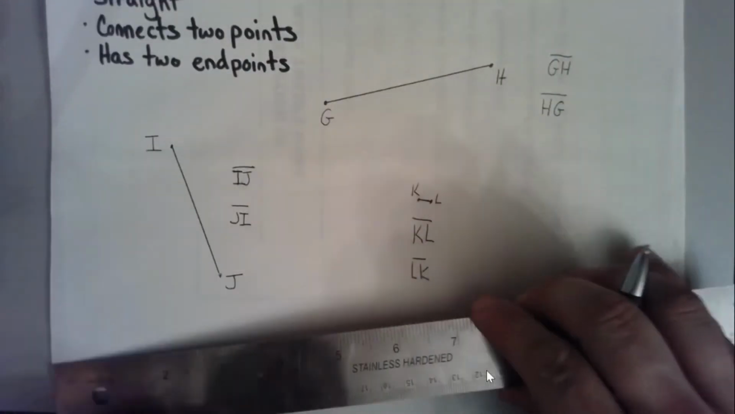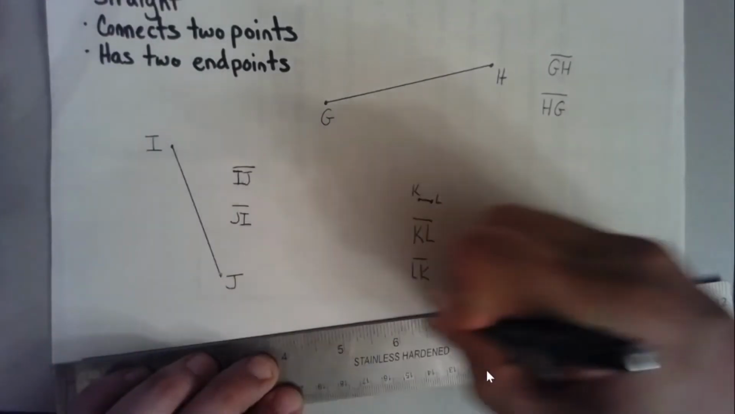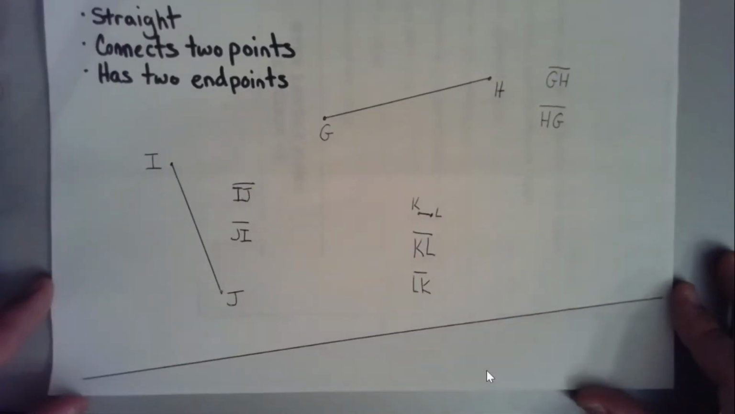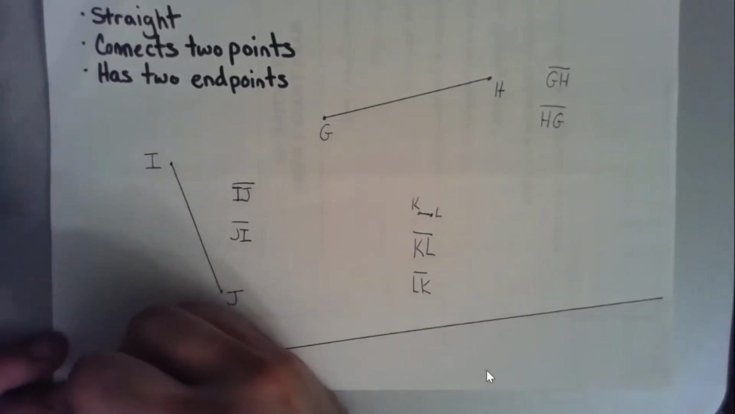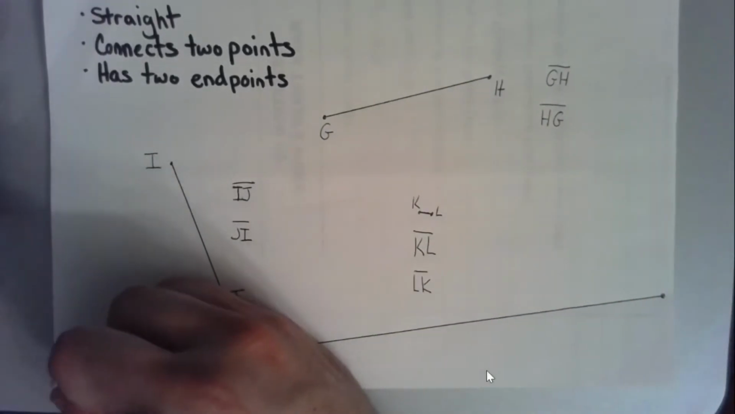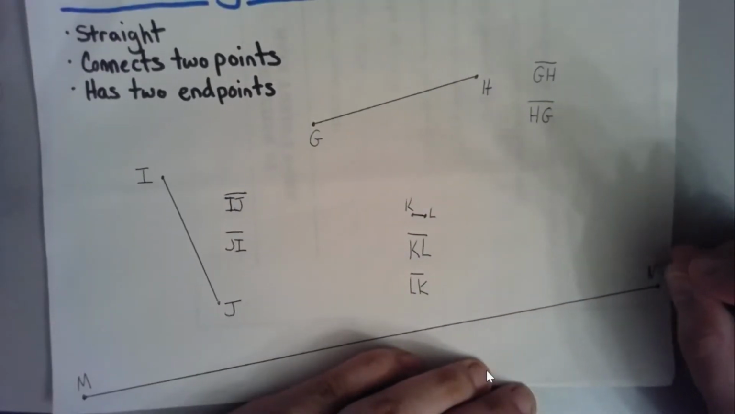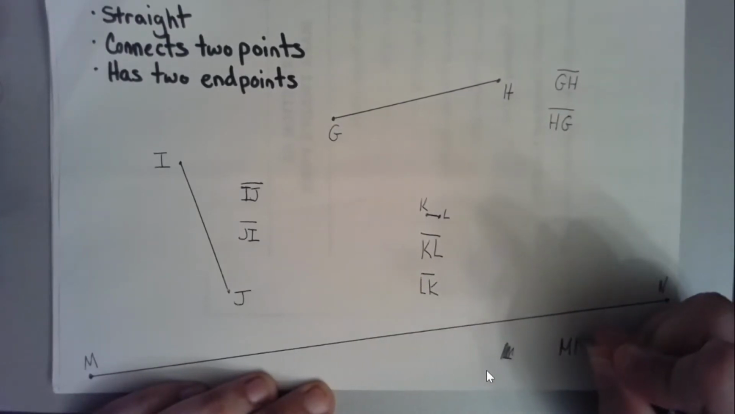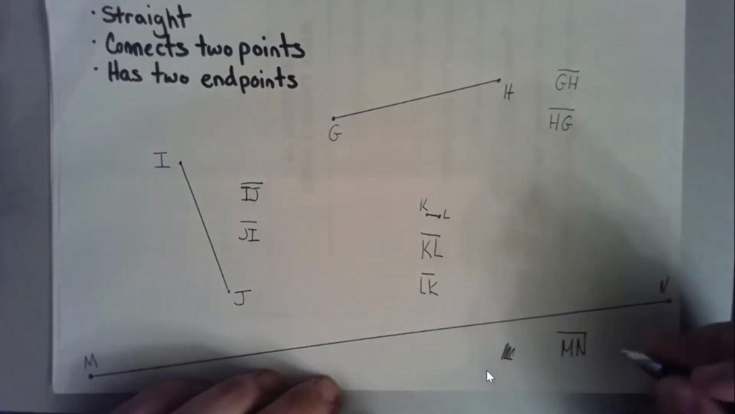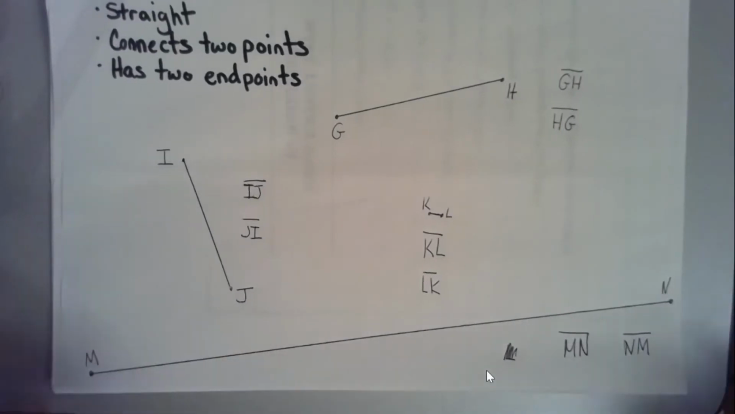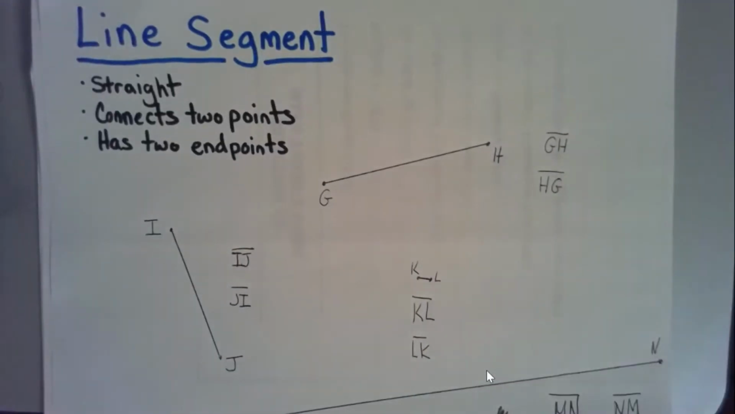Or finally, I could have a really long one that stretches across the majority of my page. Remember, this isn't a line segment yet, however, because what's this missing? It's missing some points, those endpoints, the beginning and the end. M and N. And so I can name this line segment, not L, we already used that, line segment MN with my little line segment over it, or line segment NM, again with a line segment over it. So that's what a line segment is.